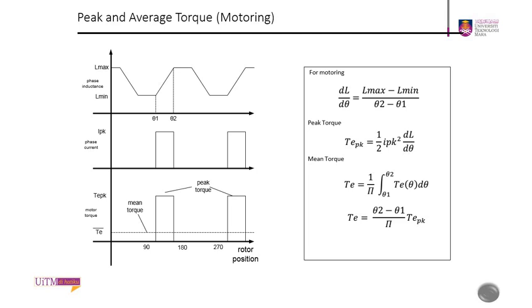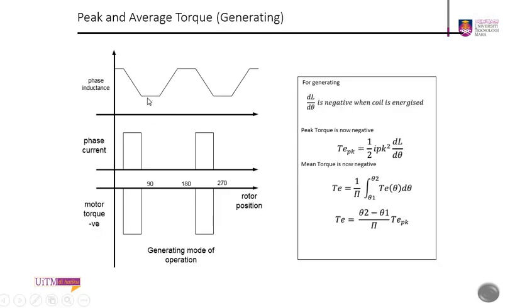and of course the opposite, okay. So when it is moving from maximum to minimum inductance, this is for generation. So dL over d theta is negative when the coil is energized, and so your peak torque is now negative, and this will be the mean torque value. But in reality, it's not easy.